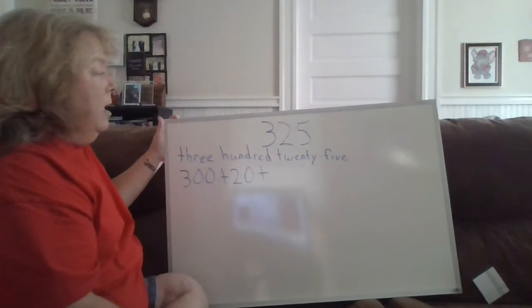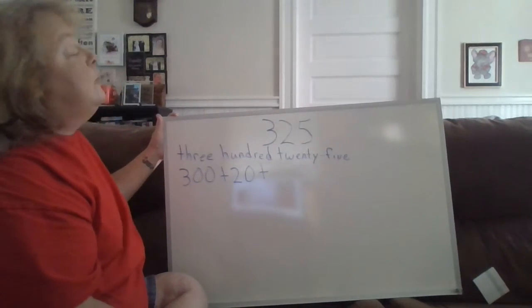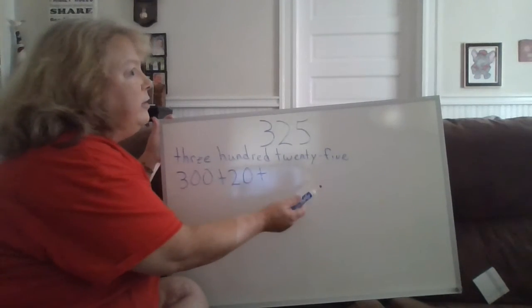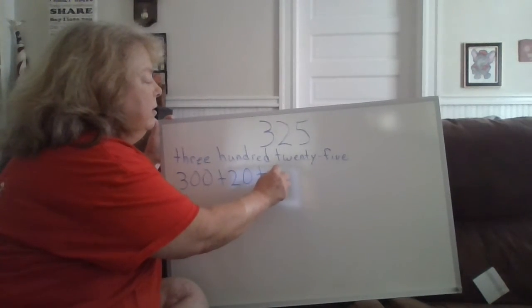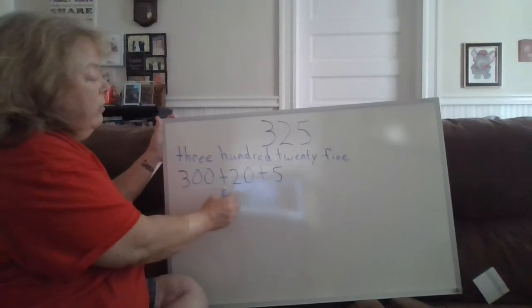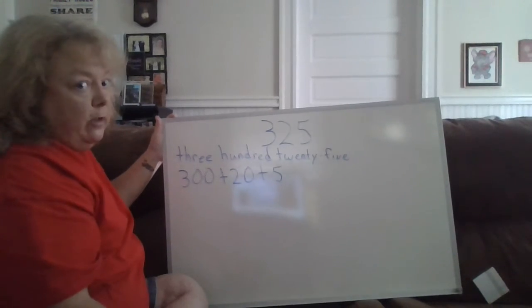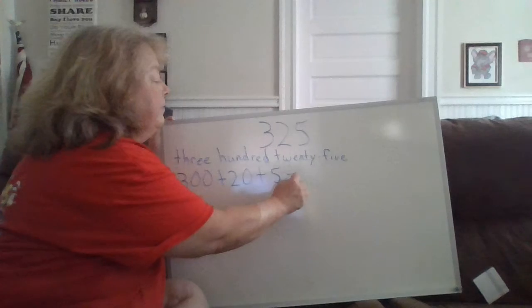Plus, the 5 is in what position? It's in the ones place. So how much is 5 ones? 5. So 300 plus 20 plus 5 makes what? 325.